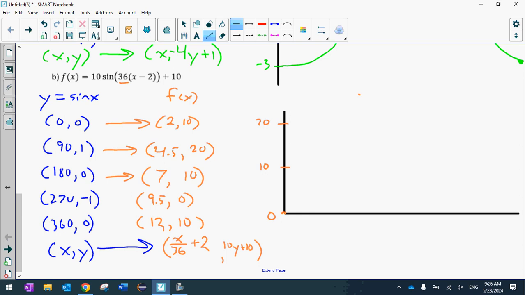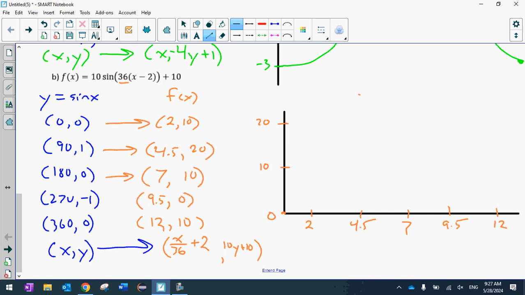Okay, now one cycle of this graph goes from 2 to 12. So maybe I make my 2, I don't know, about right here. And just kind of coming up with the best scale I can. I say if that's 2, then maybe 12 is about here. The other points are at 4.5, 7, 9.5. Notice halfway between would be 7. And sure enough, we have a point at 7. Halfway between 2 and 7 is 4.5. And sure enough, we have a point at 4.5. Halfway between 7 and 12 is 9.5. And sure enough, we have a point there as well.